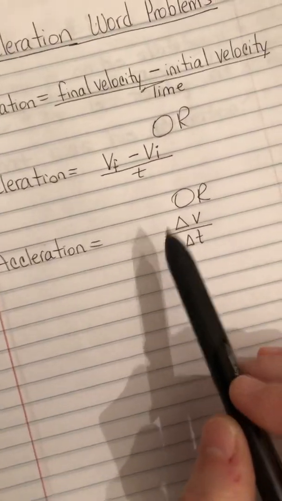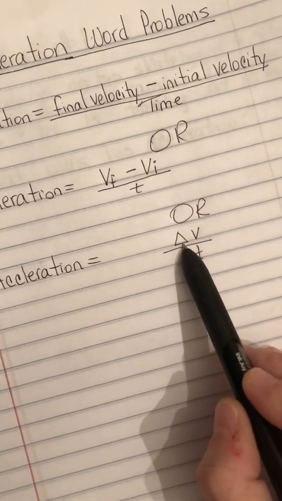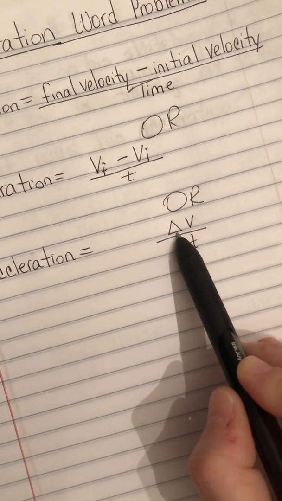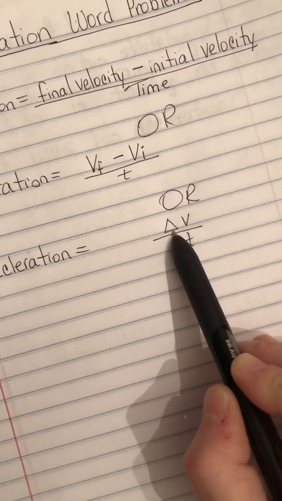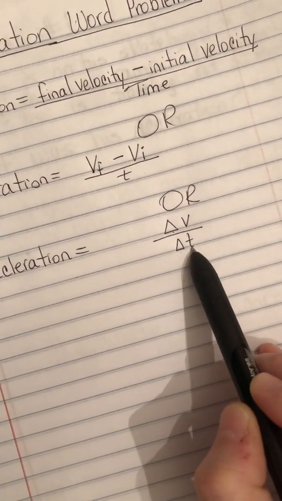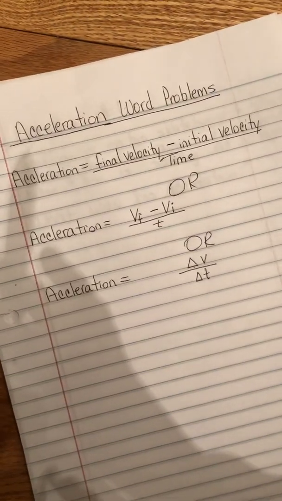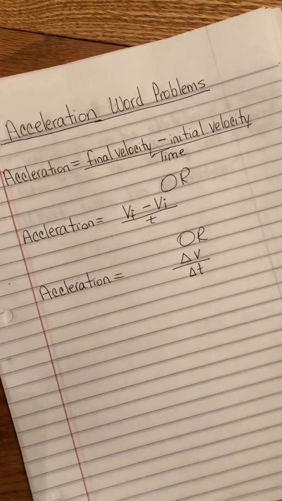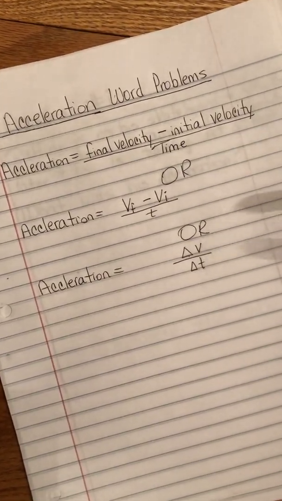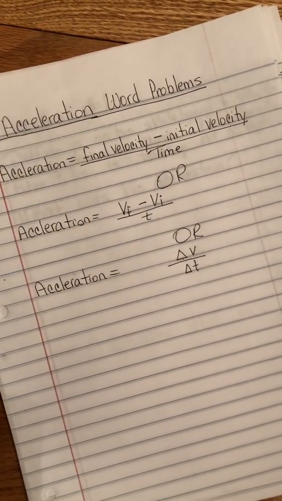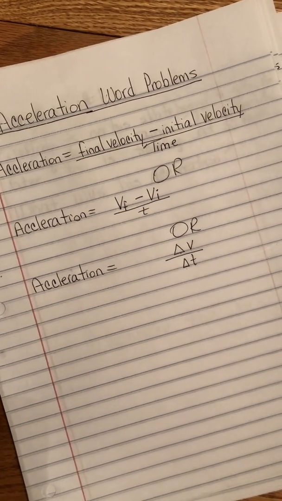Another way of saying it, an even shorter way, is that triangle symbol means change in, so change in velocity over change in time. All 3 of these things are the same, it will tell you the same answer. So that's just 3 ways of saying the formula for finding acceleration, okay?